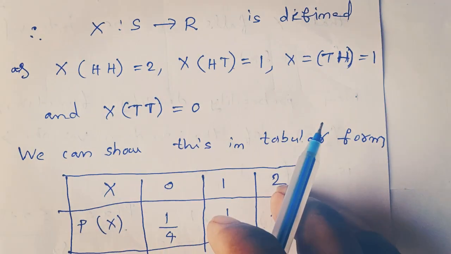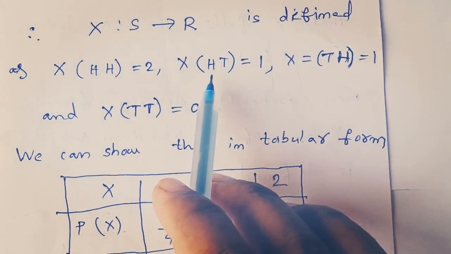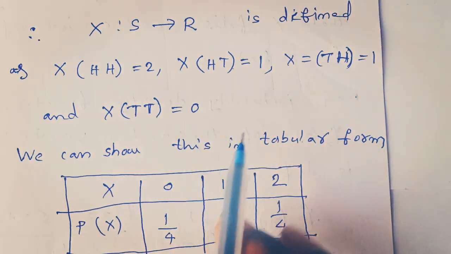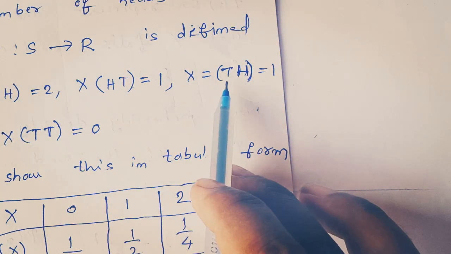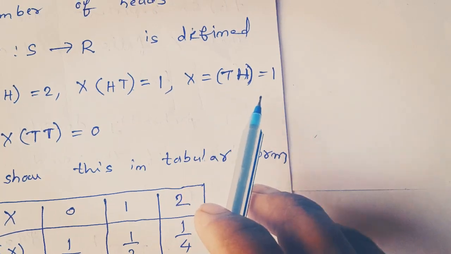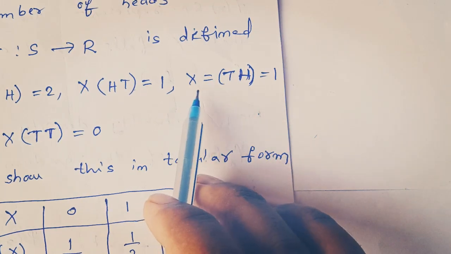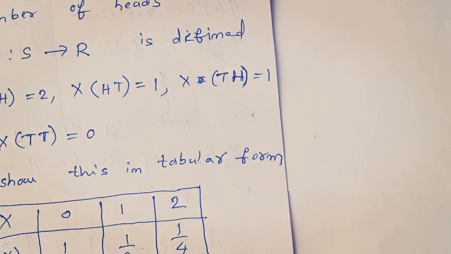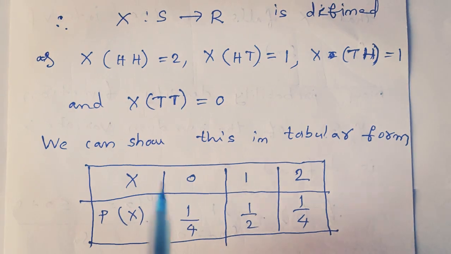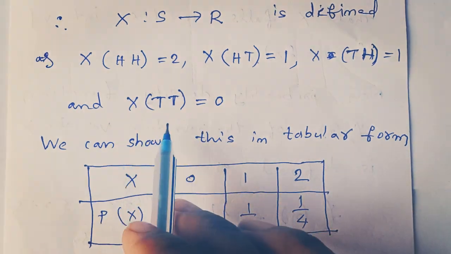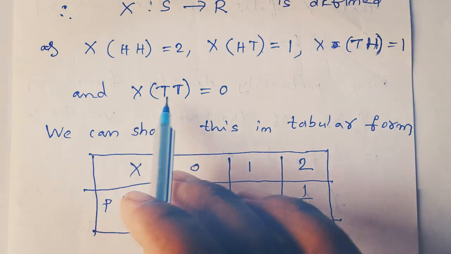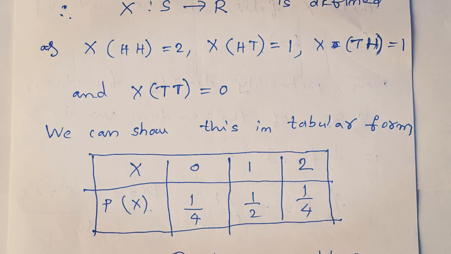Therefore, since in the outcome HT there is 1 head, we have X of HT equal to 1. In the third outcome TH there is a single head. Therefore X of TH is equal to 1. X of TT is equal to 0 because there are no heads in this outcome.